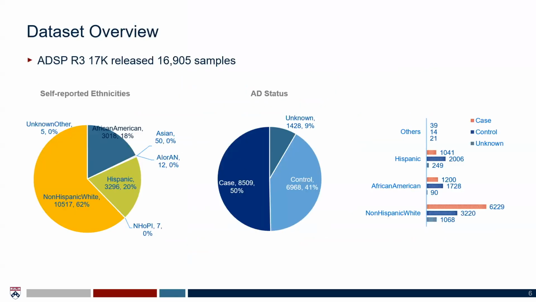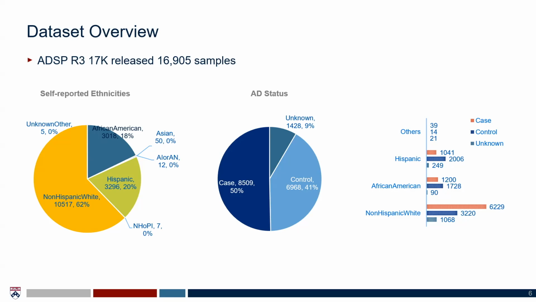The dataset overview for the ADSP R3 17K data is multi-ethnic. You are not surprised that the majority is non-Hispanic white, about 62%, and African American is about 18%. For Hispanic, we have 20%. The Alzheimer's disease case and control proportion is about 50% cases and 41% controls. If you combine these two pieces of information, you can see that for Hispanic and African American, we have more controls than cases. I think that just reflects one truth for the minority.